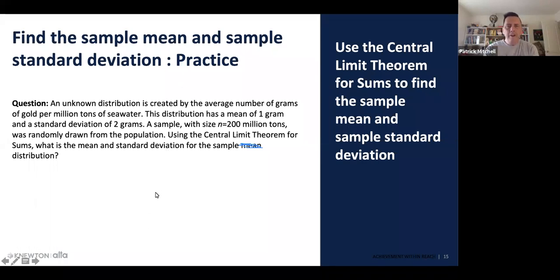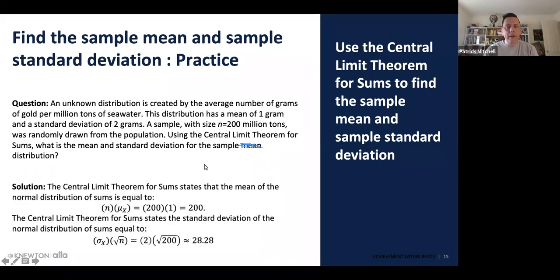All right, an unknown distribution is created by the average number of grams of gold per million tons of seawater. This sounds familiar. This distribution has a mean of 1 gram and a standard deviation of 2 grams. A sample with size 200 million tons was randomly drawn using the central limit theorem for sums. What is the mean and the standard deviation of this sampling distribution of sums?